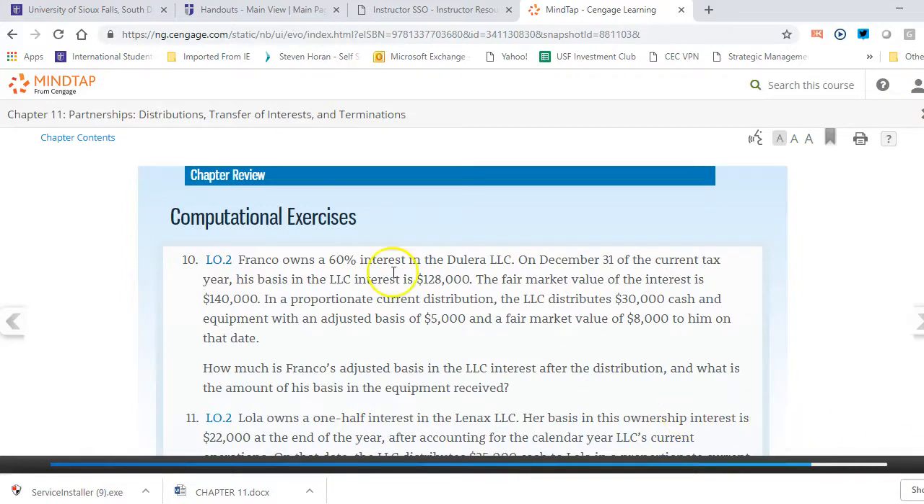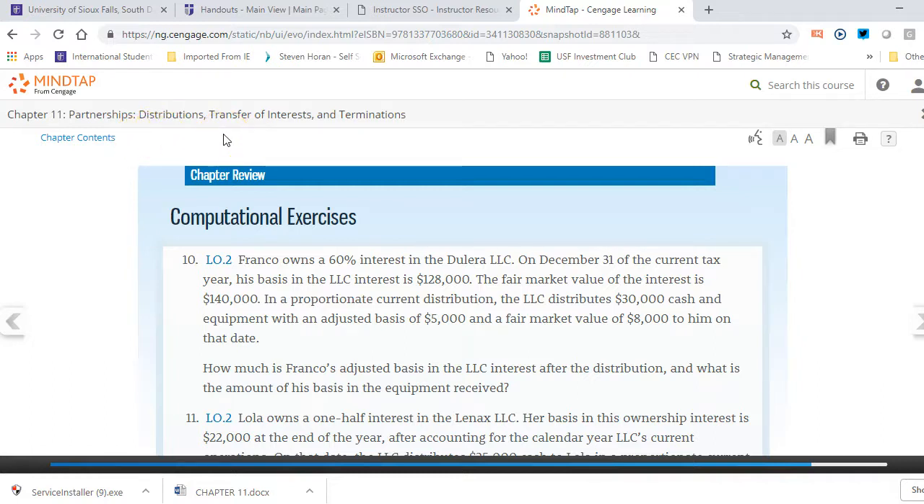Let's look at some problems for Chapter 11. I have our screen here open to our ebook. I've got the computational exercises for Chapter 11 here. Chapter 11 is about partnership distributions.